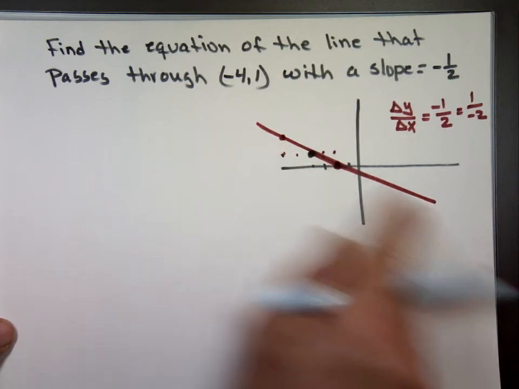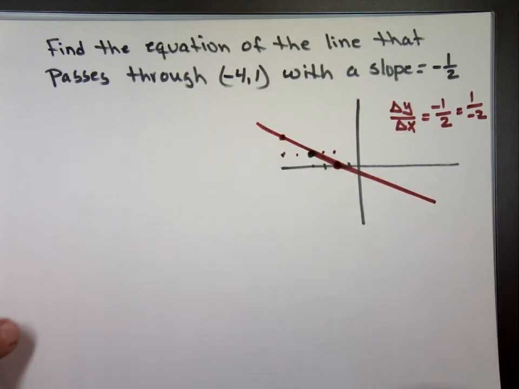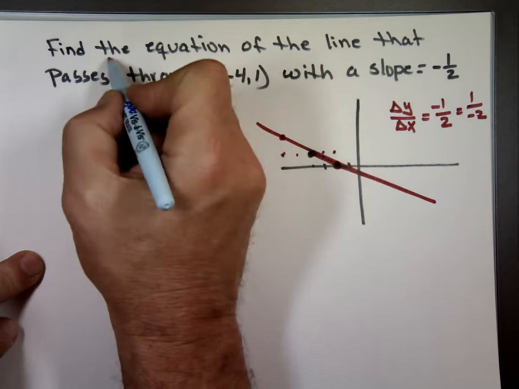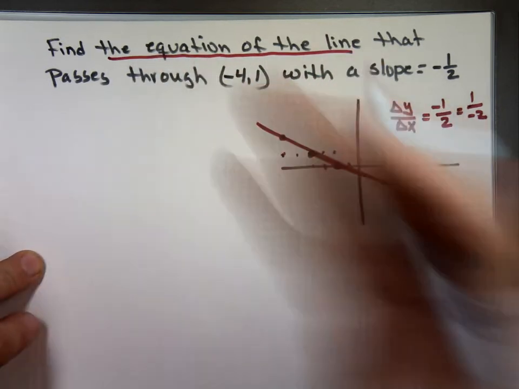But now what we're looking for is the name of this line. It must have a name. Is it y equals 3x plus 7? Is it y equals minus 5x plus 4? What's the name of it? That's what we're looking for. Find the equation of the line. Find the name of it.